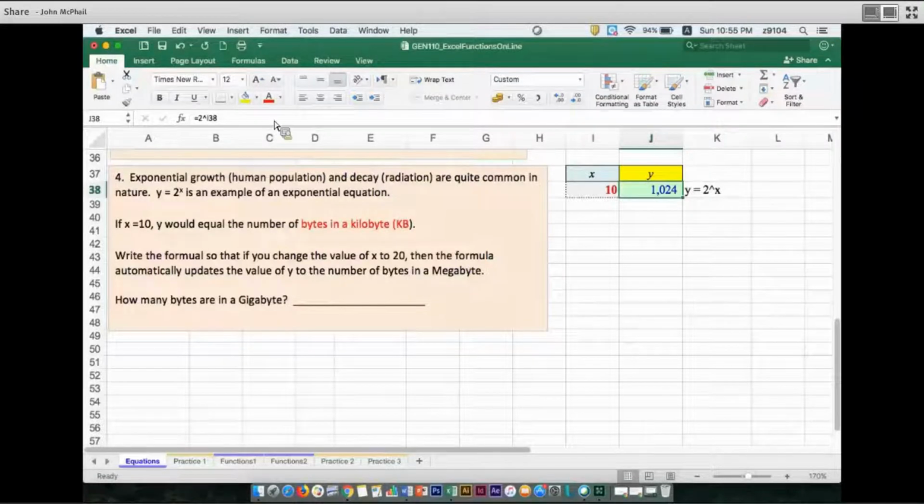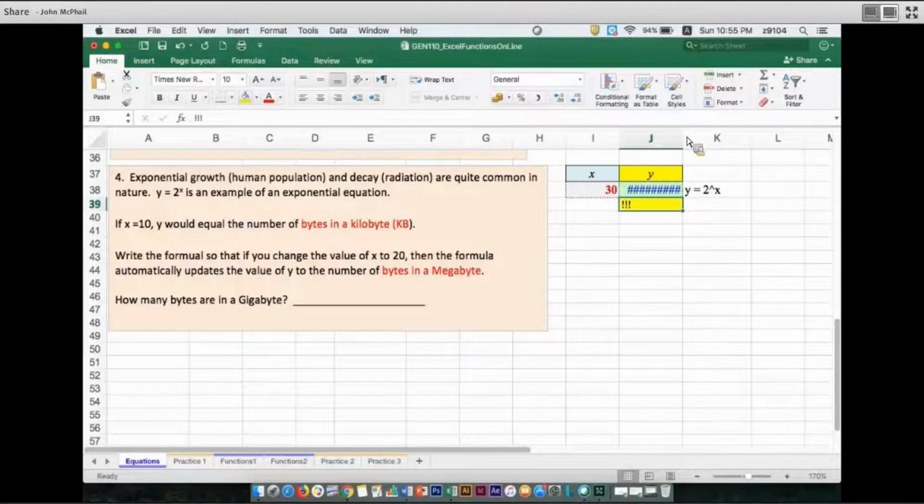And now, how many bytes in a megabyte? If we change the value of x to 20 and hit enter, you see that there's 1,048,576 bytes in a megabyte. And a gigabyte, that is when we have 2 to the power 30. Watch what happens when we hit enter now. What happened? Where is our number?